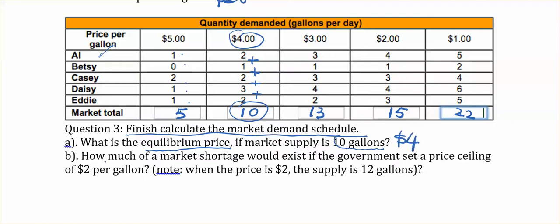Now look at the last one. How much of the market shortage would exist if the government set a price ceiling of $2 per gallon? When the price is $2, the supply is 12 gallons. Before I talk about the details, let me remind you: price ceiling means the maximum market price. So the price ceiling should be under the equilibrium price.